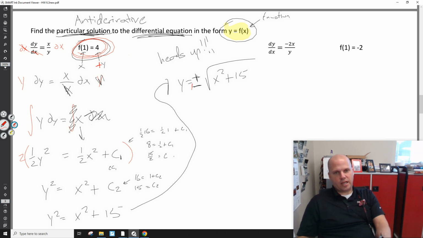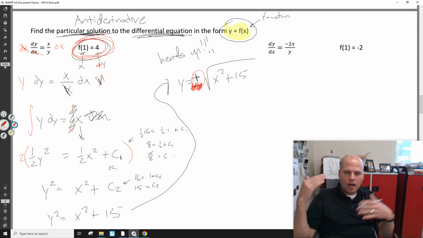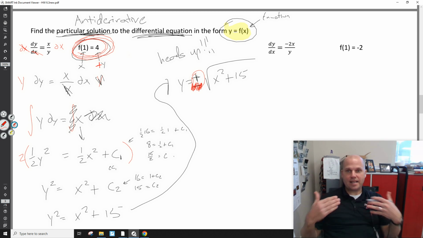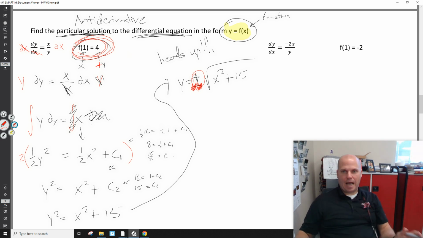This is how I'm going to say, no, I don't want a plus or minus. I just want the plus. I use the initial condition. I pay attention to the y that I get, and boom, pick that one.